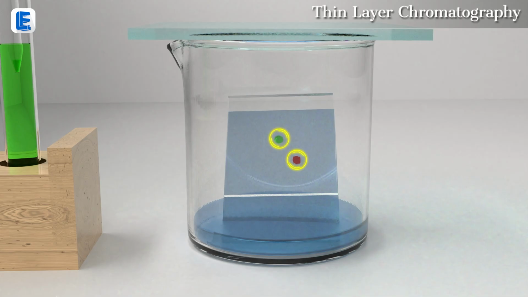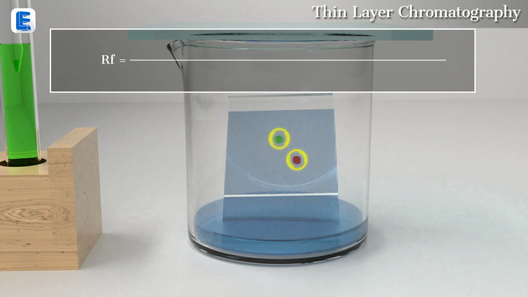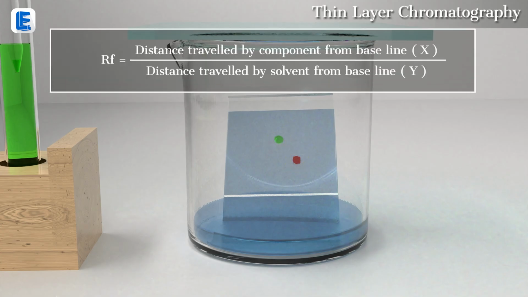The relative absorption of a component is represented by its retardation factor, Rf value. Rf is equal to the distance traveled by the component from the baseline, x, divided by the distance traveled by the solvent from the baseline, y.